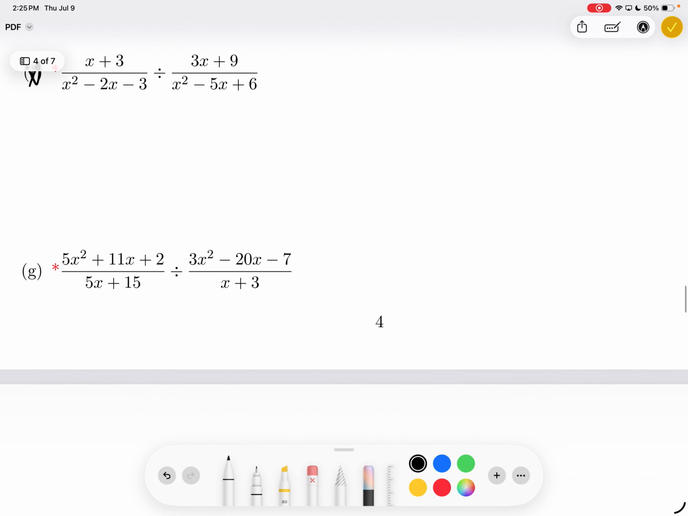All right, G is a harder factoring one, but again, as soon as I see that division sign, I'm thinking keep, change, flip, okay? I don't want to have to rewrite this every time because it's a long problem to rewrite. I'll give you all a second to write it. Of course, if you need to, do it. Take the extra time. But if I just put a note on my paper to flip it, then I can flip it as I'm doing the next step.